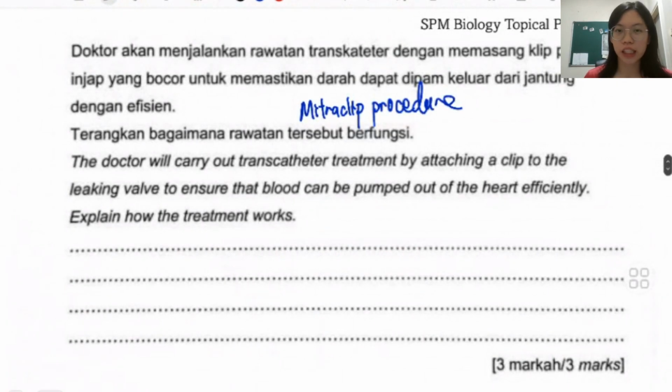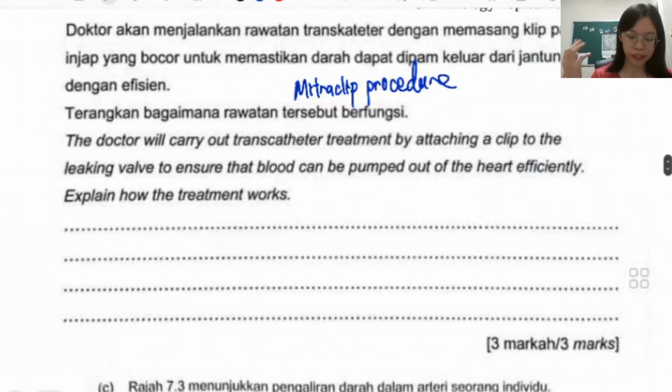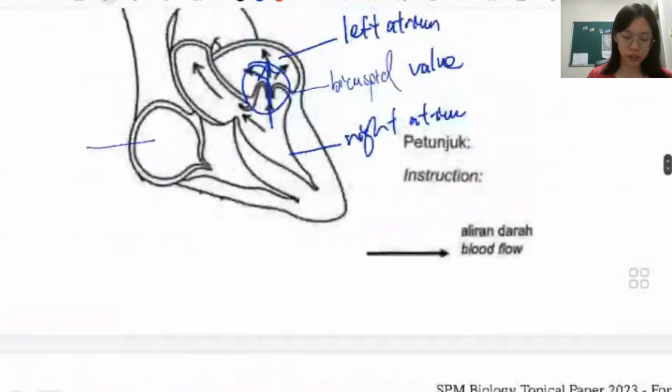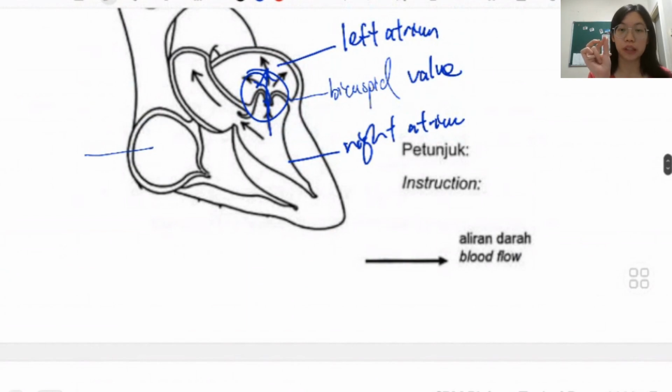transcatheter treatment by attaching a clip to a leaking valve to ensure blood can be pumped out of the heart efficiently. Explain how the treatment works. So I actually tried to study about it and I found out there's another name to it. It's called the mitral clip procedure. So basically they want to attach a clip so that the valve will close properly and prevent the leaking of the valve. But they won't close the whole valve, of course. They will just support the valve.